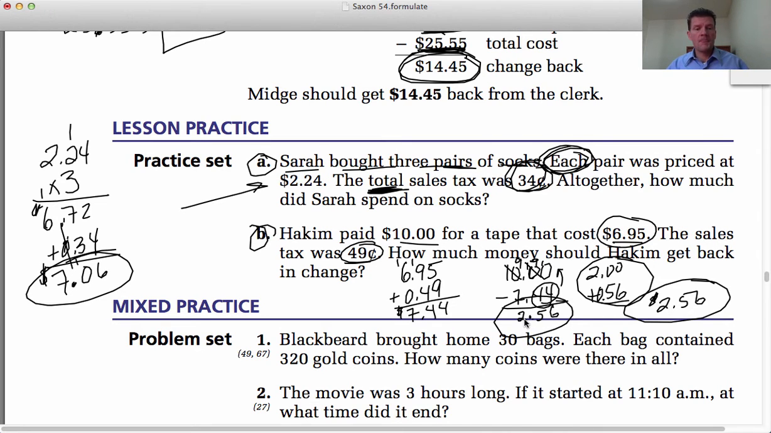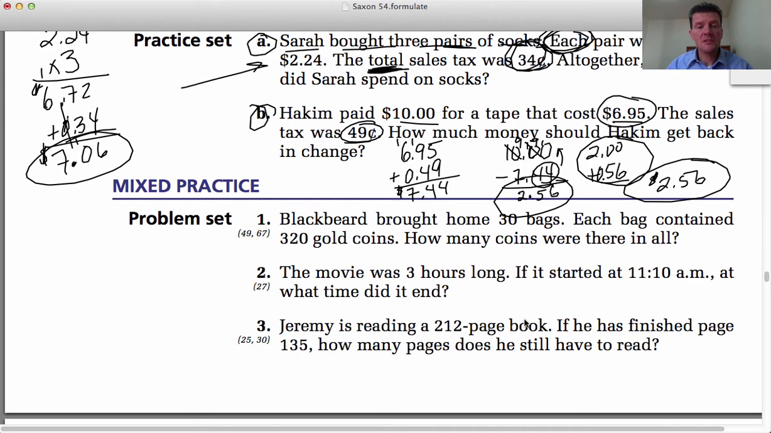Okay? Alright, you can pause it here, work through all 30 problems, restart it, come back and see what I can help with as far as any hints that I give you, and we'll work through some of these together. Mixed practice problem set.